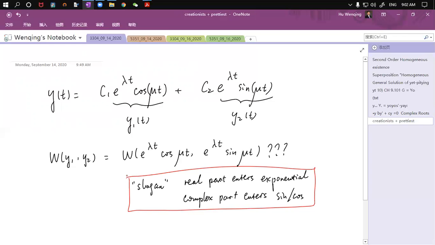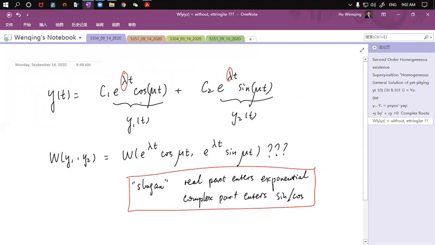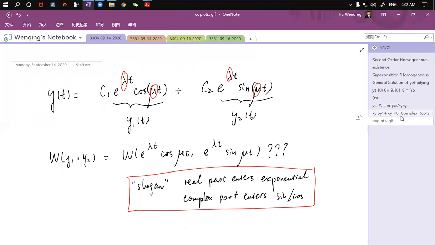The real part enters the exponential means that the common real part of the roots, lambda, enters the exponential. You have a pair of complex conjugate roots, so lambda is the common real part, and the mu, the complex part, enters sine and cosine. So the real part enters the exponential, and the complex part enters sine and cosine.